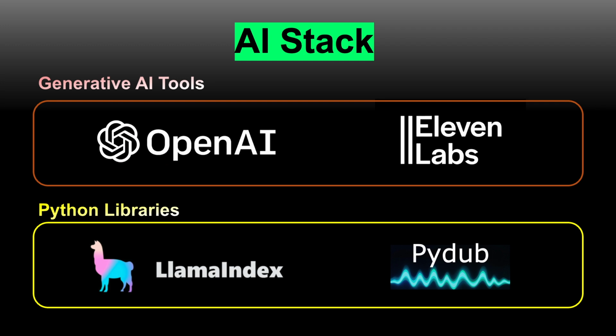We'll be using OpenAI and ElevenLabs as the core generative AI tools. OpenAI will help us generate the podcast script, while ElevenLabs will convert it into lifelike audio. For the Python libraries, we'll rely on Llama Index to create the Retrieval-Augmented Generation, or RAG, agent for processing the document, and PyDub to stitch the audio together.